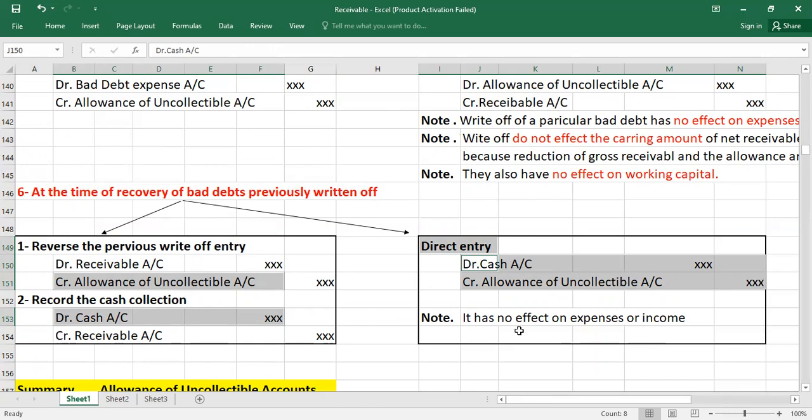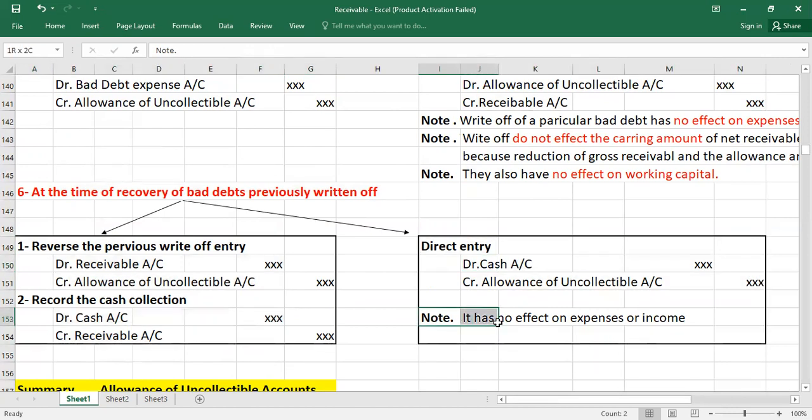Again, here they might ask a question. Note that at the time of recovery of bad debt, it has no effect on expenses or income. Okay, so this is really important.